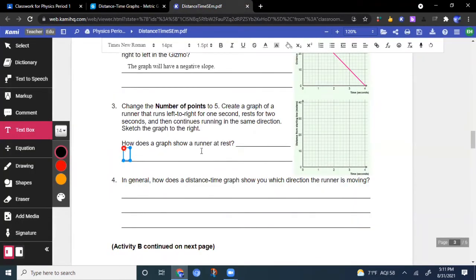How does a graph show a runner at rest? The line will be horizontal when the runner is at rest.